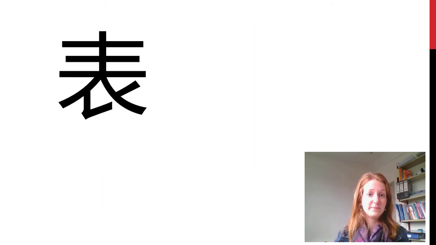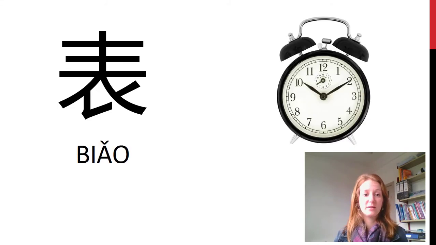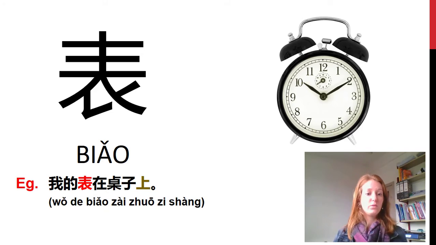这是什么？这是表 clock. 我的表在桌子上。My clock is on the table. I remember this character because it looks a little bit like the hands of a clock. You can see over here we've got the hands and it looks pretty much the same. Maybe you can come up with something a little bit better than that.